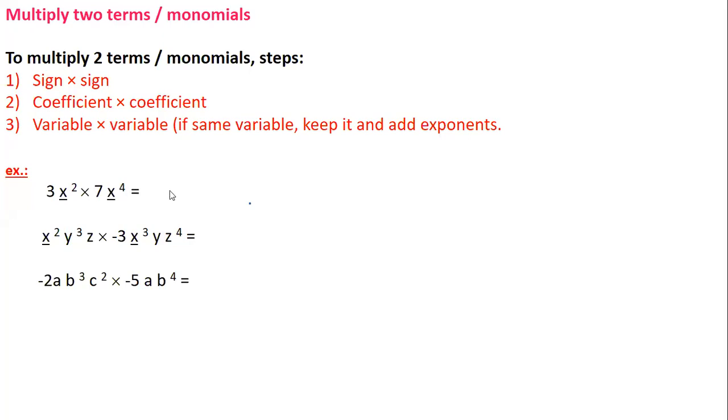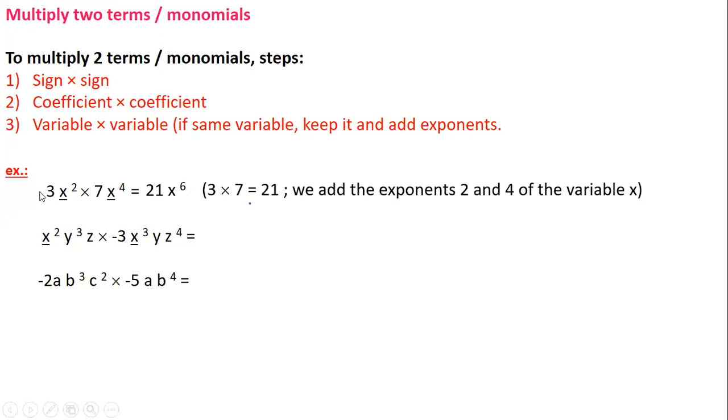What stays as the variable in the answer? X. What do we do for the exponents, squared and power 4? We add them. 4 plus 2 equals 6. Bravo. So the answer is 21x to the power 6. See what we did: first, positive times positive is positive. 3 times 7 is 21. x stays as it is and we add the exponents. Right?